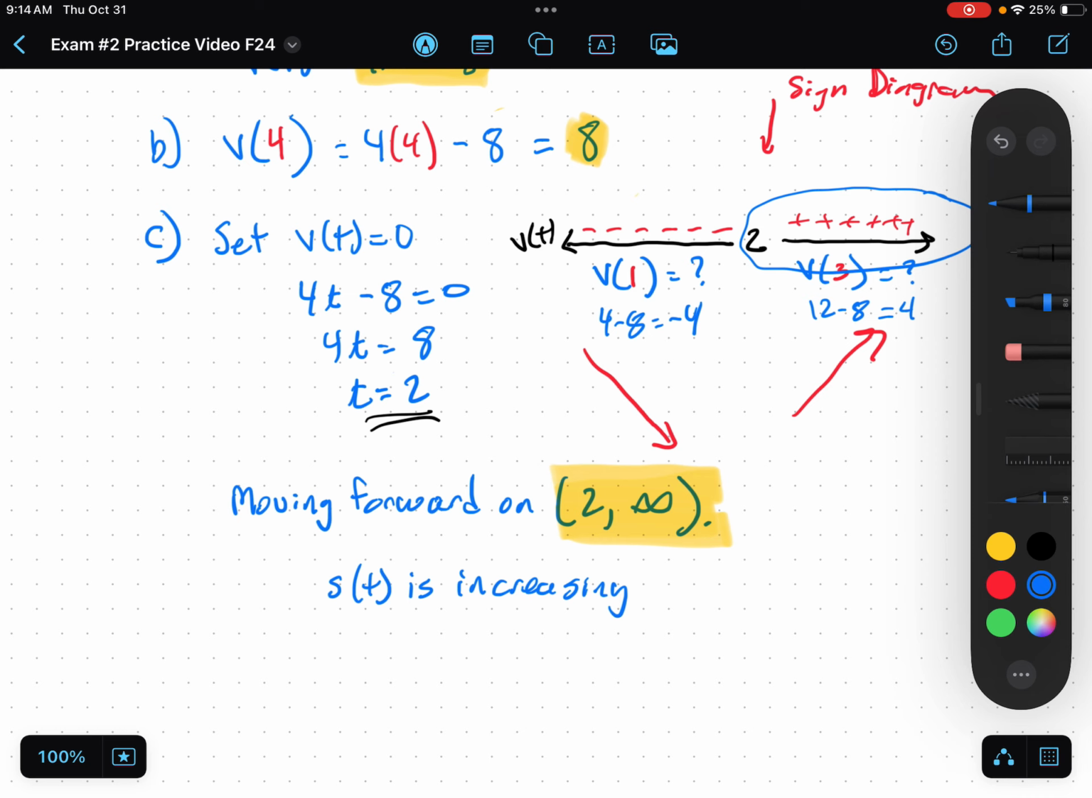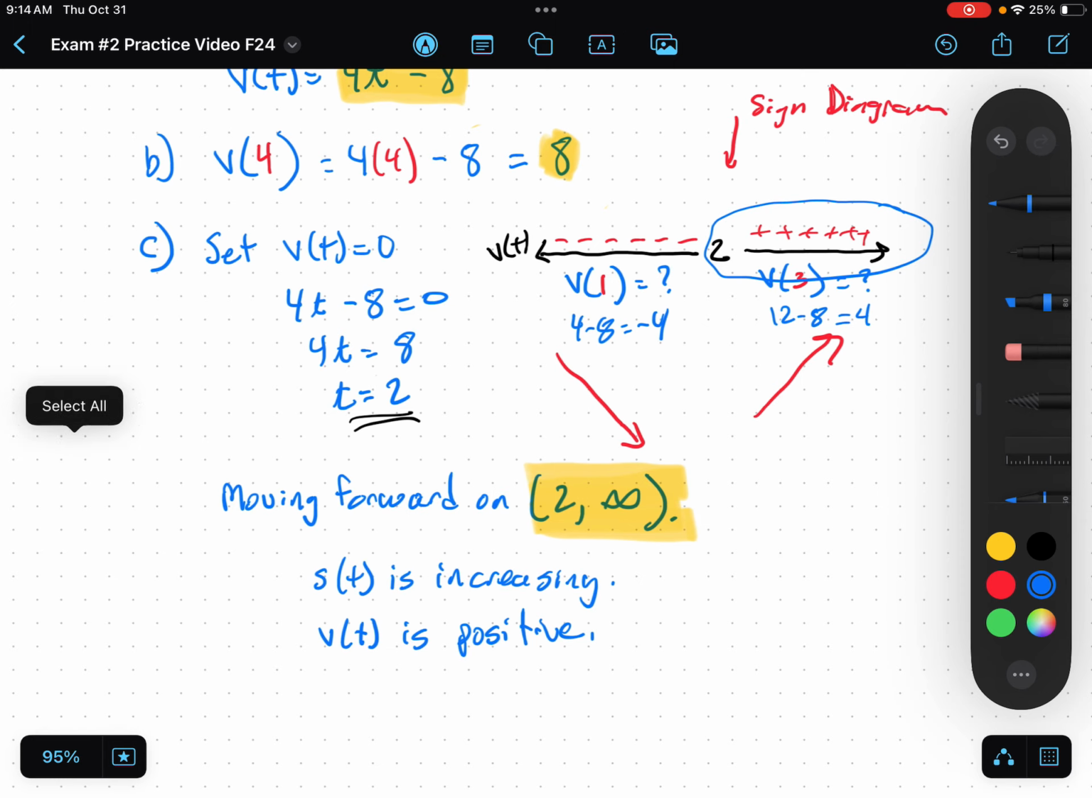S of t is increasing. That's one way to say this. You could say v of t is positive too. So that's what's happening on that interval. Our original function is increasing because we did a sign diagram on the derivative. And in terms of physics, we call that moving forward.